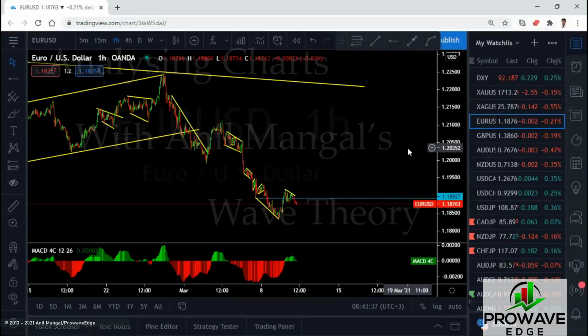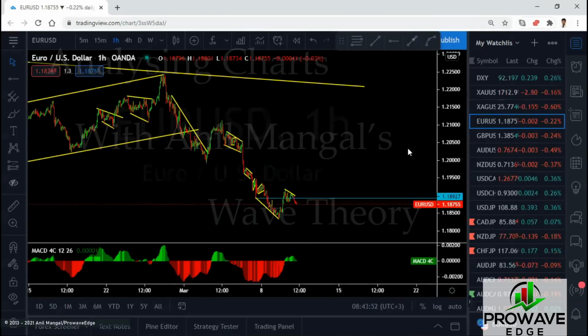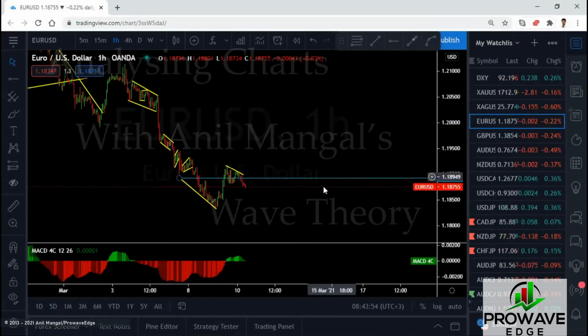Euro, yesterday we were looking for two possibilities. A small correction for probably a running flat here, which is already out, that's negated, or the bigger running flat like this, and a new low. So do we have a sell setup? No, we don't. We actually have a buy setup.